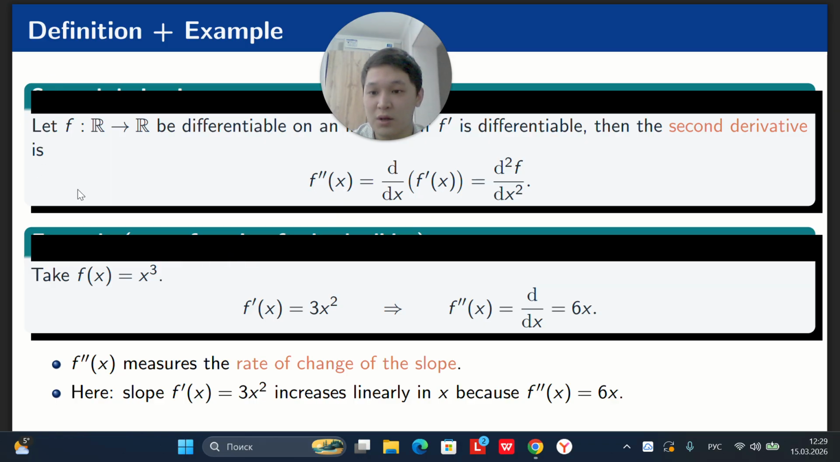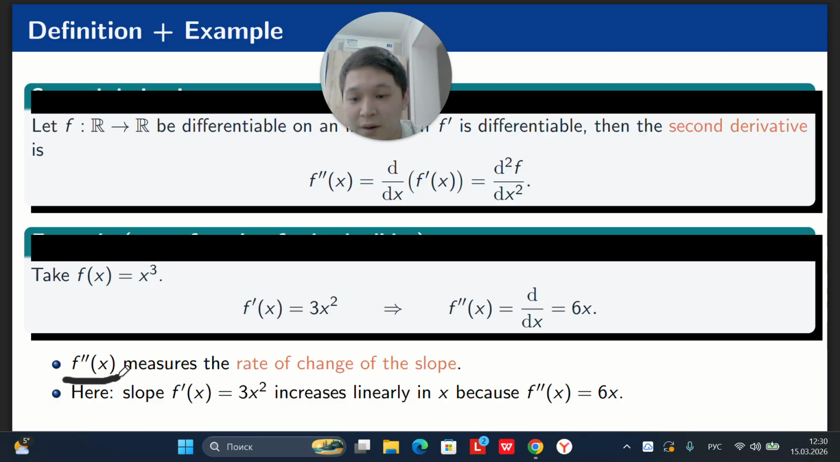So let's take a look at a quick example here. We have f of x equal to x cubed. The first derivative, as we know, is we move the 3 down, and it's going to be 3x squared. Correct? And we do the same, we differentiate this function one more time, so it's 3 times 2 and x to the power 2 minus 1, so it's just 6x.